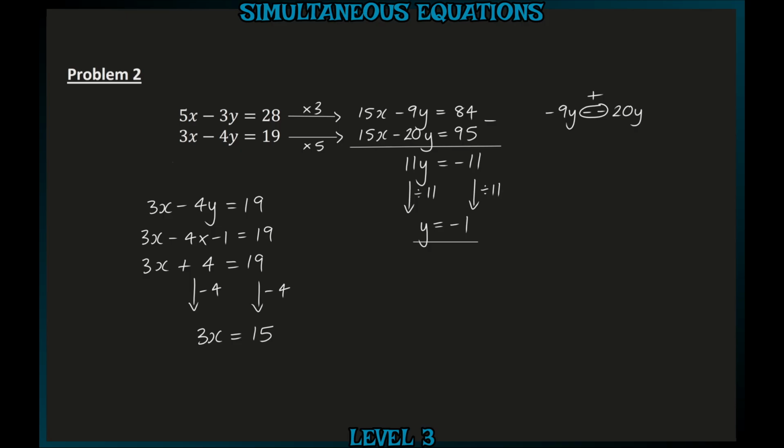So to finish off, we need to remove the times 3 in front of the x, which we can do by dividing by 3 and doing the same on the right. On the left, the times 3 and the divide by 3 cancel out to leave x. And on the right, 15 divided by 3 is 5. So x is equal to 5. And this means that our final answer to problem 2 is x equals 5, y equals minus 1.